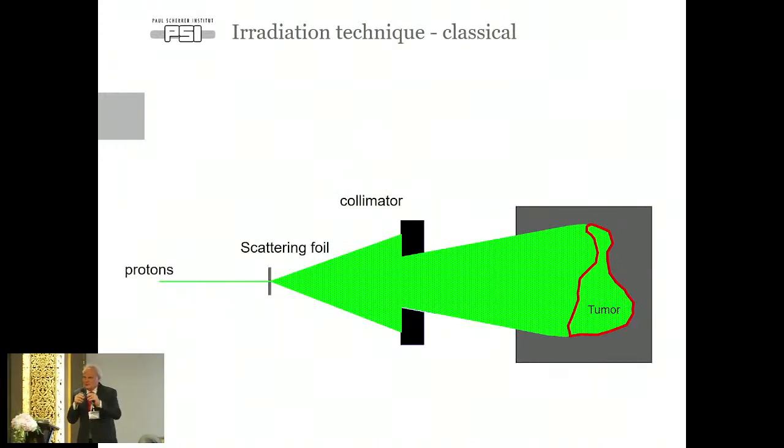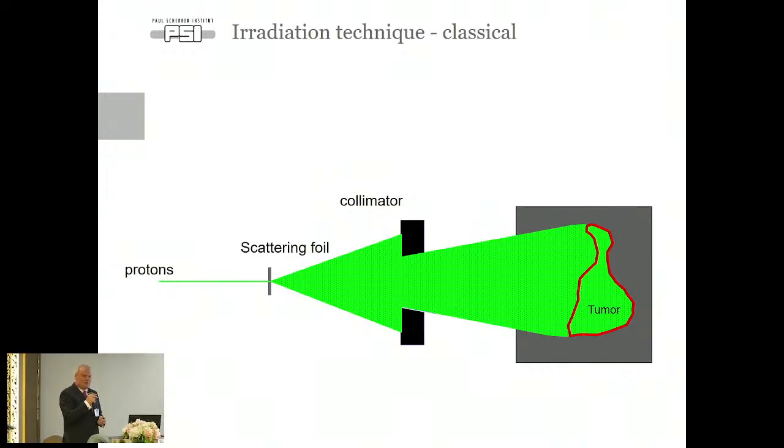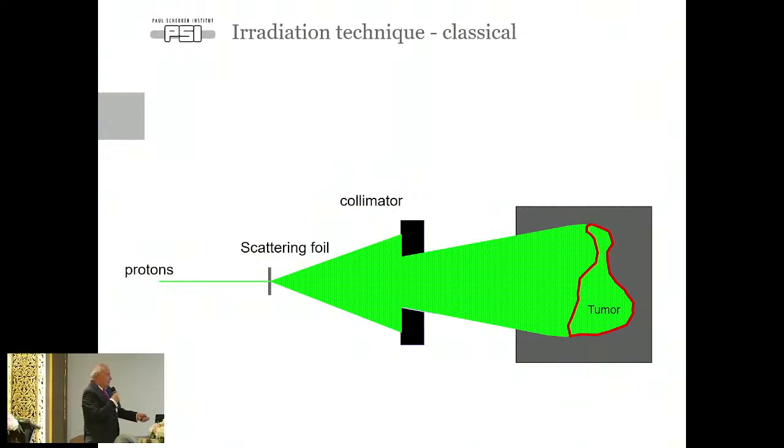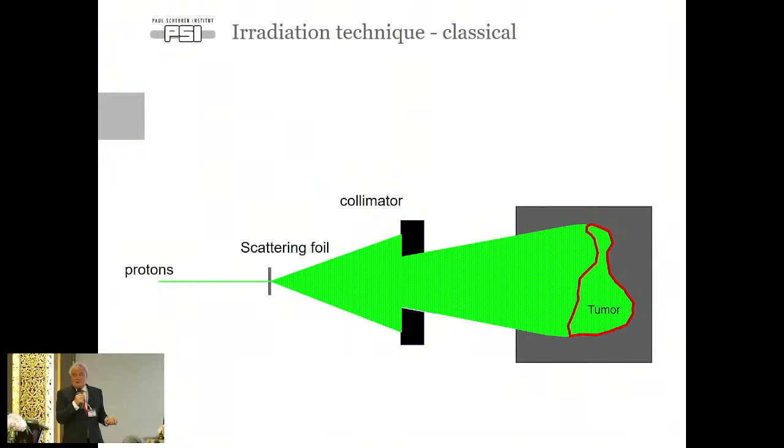Let's talk about how we shape the dose to give the form of the tumor. We have 2 different possibilities to do it. The classical method works like this. You take the proton beam from the accelerator, let it pass through a scattering foil which broadens the beam. You bring into the beamline a collimator, a piece of metal, for example, that has the form of the tumor cut out, and then you position the patient downstream of this collimator. This collimator has the individual form of the tumor, so it has to be individually produced for each patient.